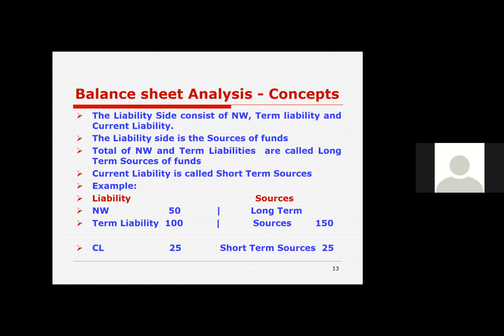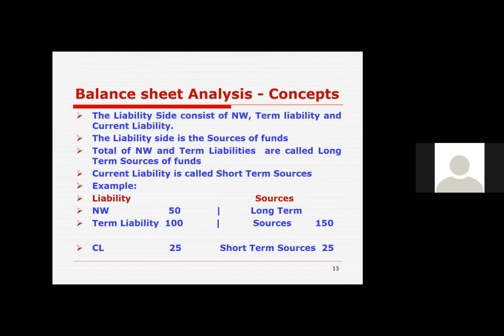Now, I told you the liability side is the source and the asset side is the use, isn't it? Okay. Now, what does the liability side consist of? Liability side consists of net worth, then you have term liability, and then you have current liability. So all the three put together are called total sources. In the total sources, we divide them into long-term sources and short-term sources.